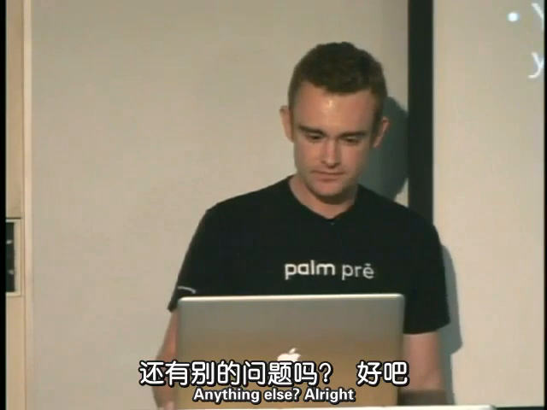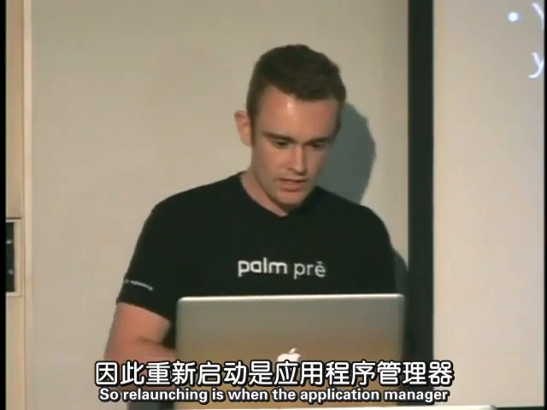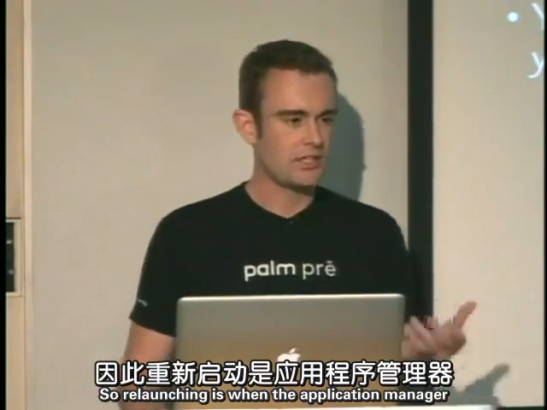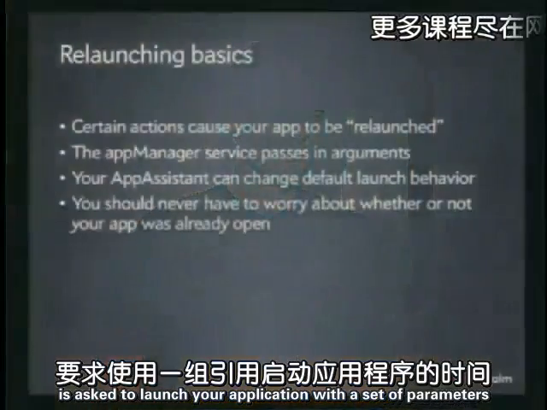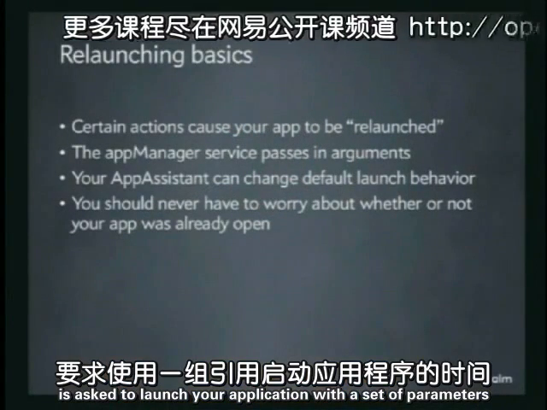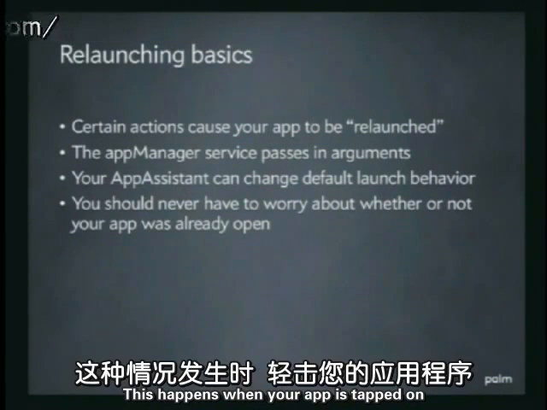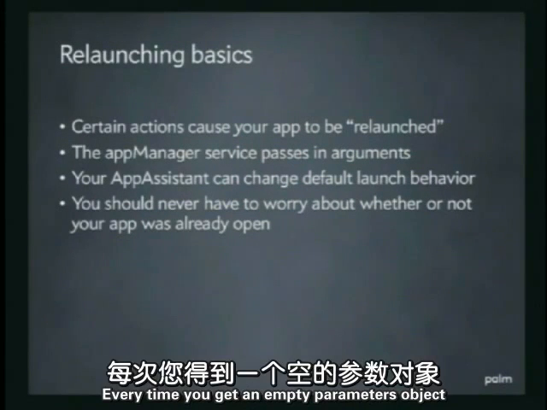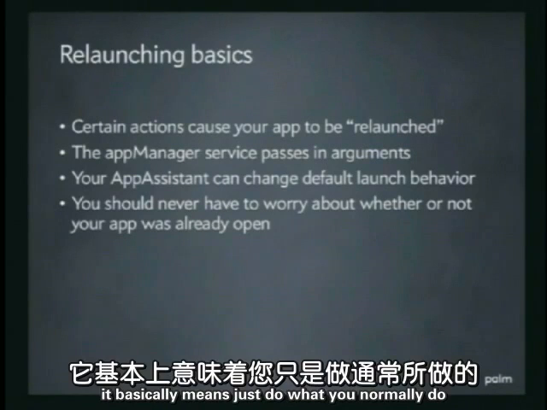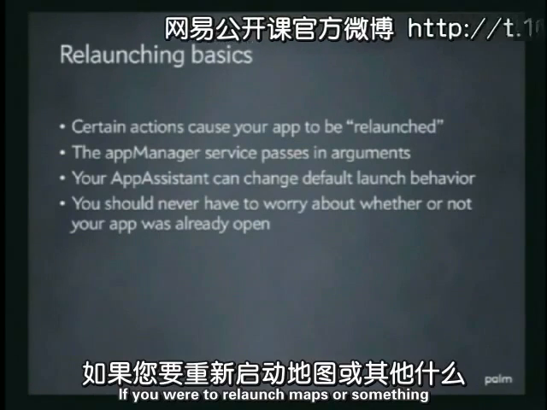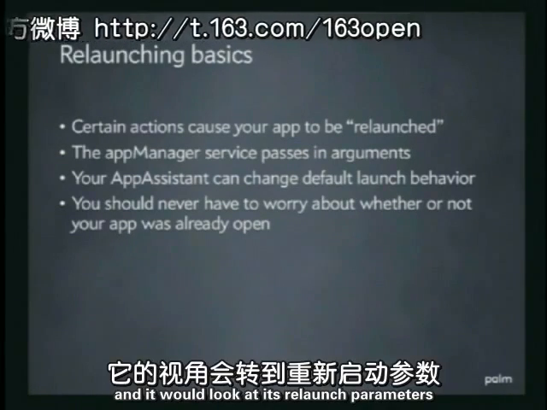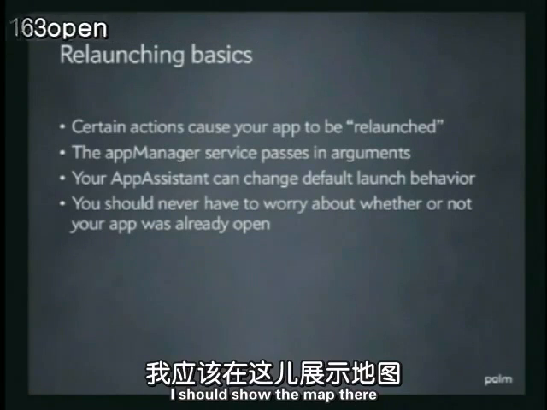All right. So relaunching is when the application manager is asked to launch your application with a set of parameters. This happens when your app is tapped on, but the parameters are empty. Anytime you get an empty parameters object, it basically means just do what you normally do. If you were to relaunch maps or something, you would give it a lat long, and it would look at its relaunch parameters and say, hey, I've got a lat long, I should show the map there.